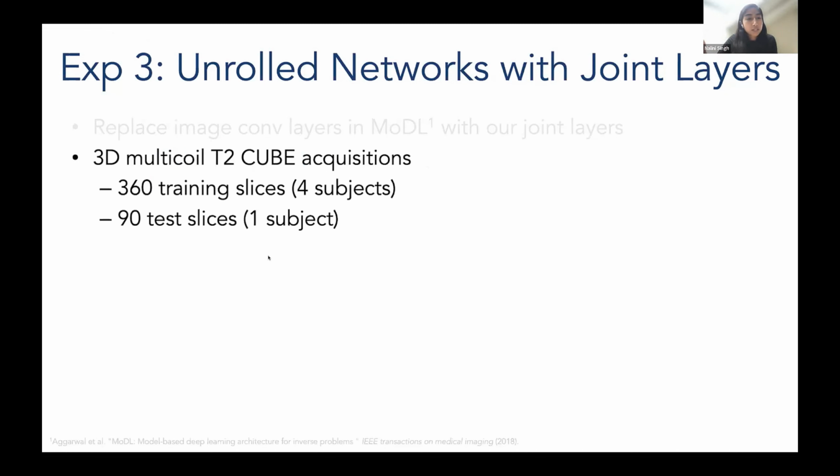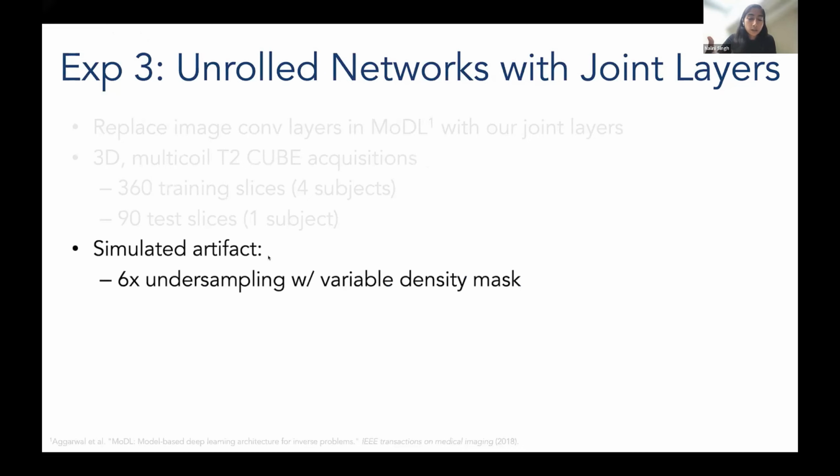And so now we're looking at 3D multi-coil T2 cube MR acquisitions, and this is a very realistic MR undersampling setup. We simulate 6x undersampling with a variable density sampling mask. This is a standard undersampling pattern that was also used by the original MoDL work.